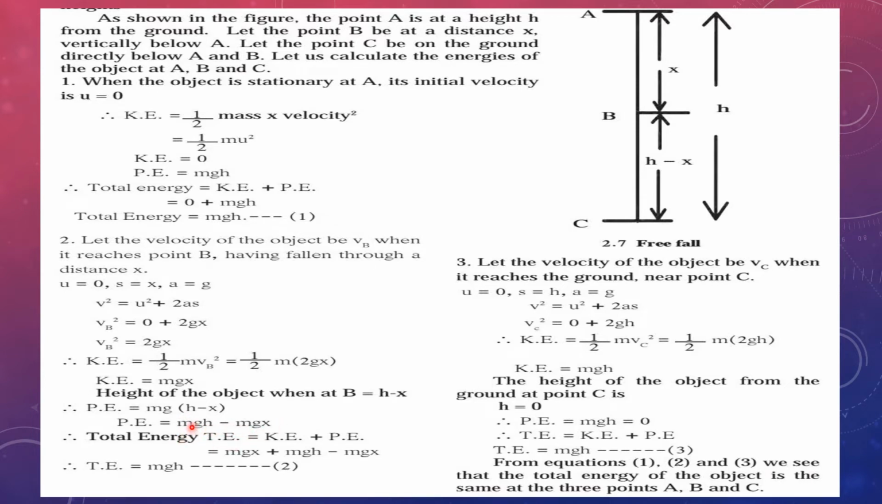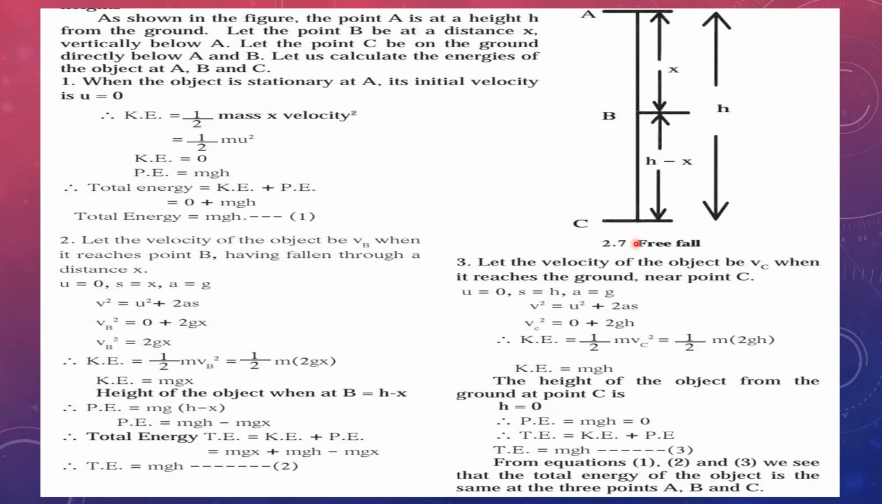Now add these two energies, that is potential energy and kinetic energy, for getting total energy. So mgx plus mgh minus mgx. mgx minus mgx get cancelled and the total energy is equal to mgh. Here the total energy is mgh, here also the total energy is mgh.